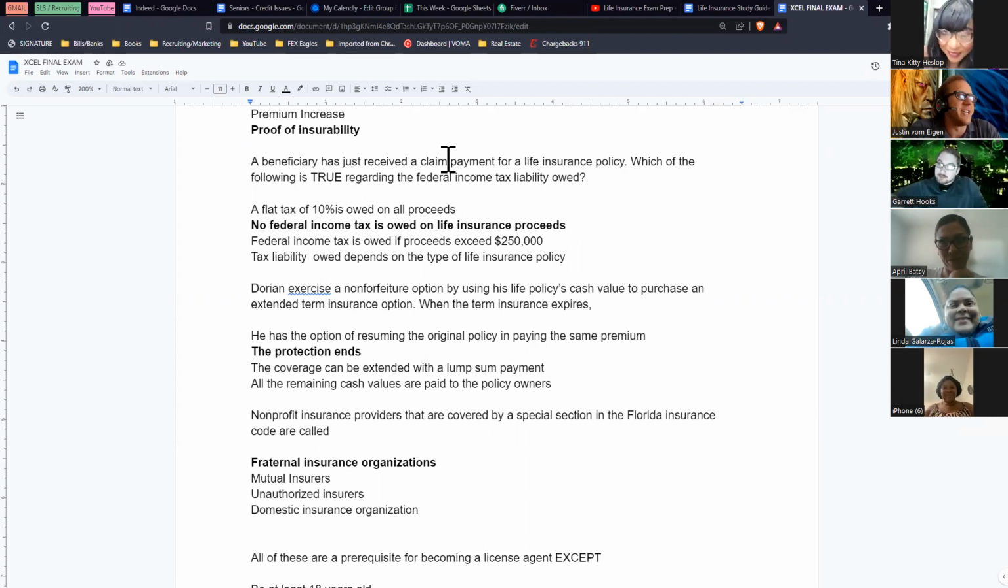All right. A beneficiary has just received a claim payment for a life insurance policy. Hopefully it wasn't anybody important. Which of the following is true regarding the federal income tax liability owed? How much income tax is paid on life insurance policies? Zero. The IRS absolutely hates it too.